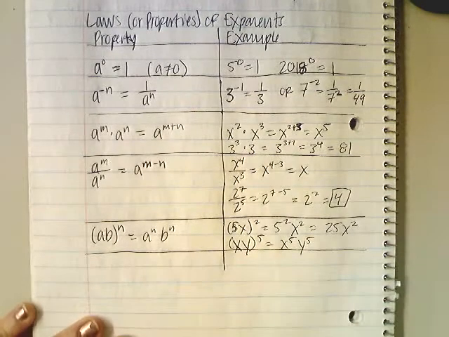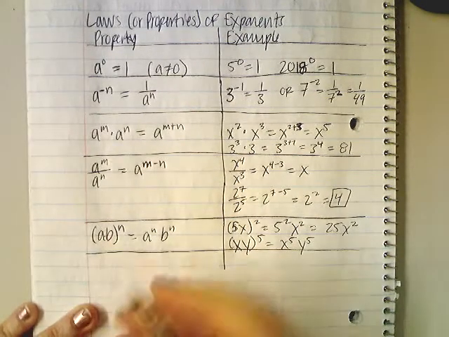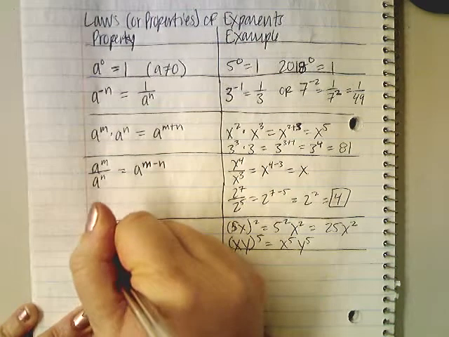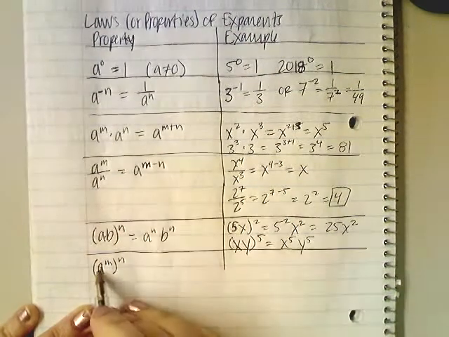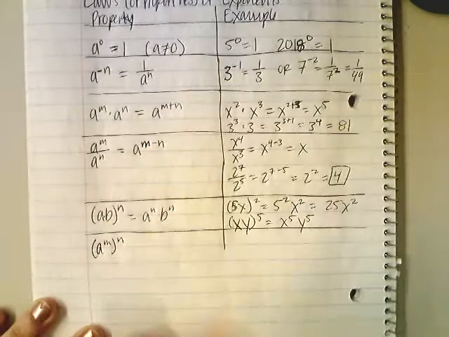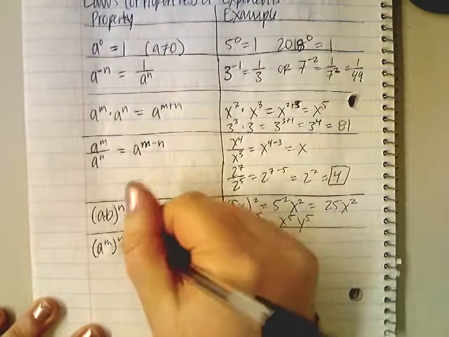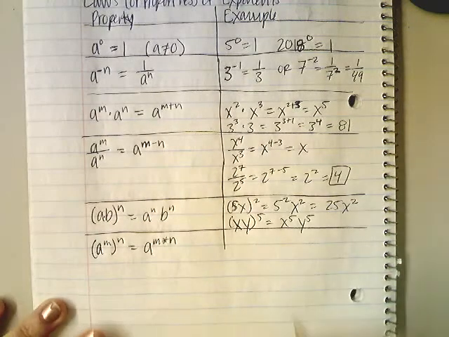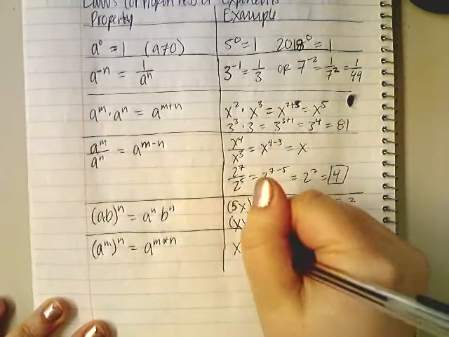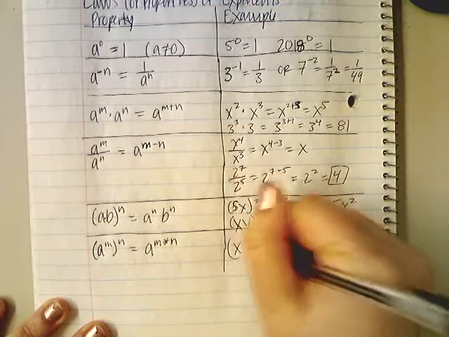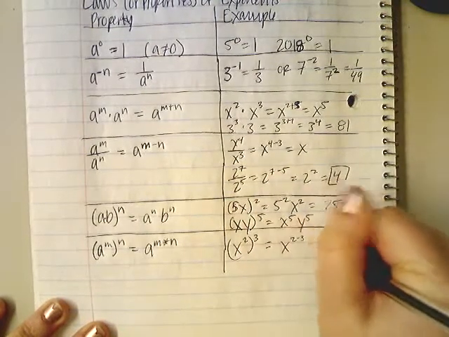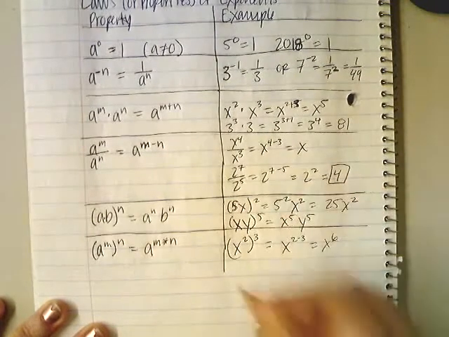Just as this works for when there's a single number to the first power, I can do the same thing if I have a number to a power. So if I had a to the m, that whole thing to the n, I can rewrite this as a to the m times n. So what this looks like with some real numbers, if I had x squared cubed, that becomes x to the 2 times 3, which is x to the 6th.